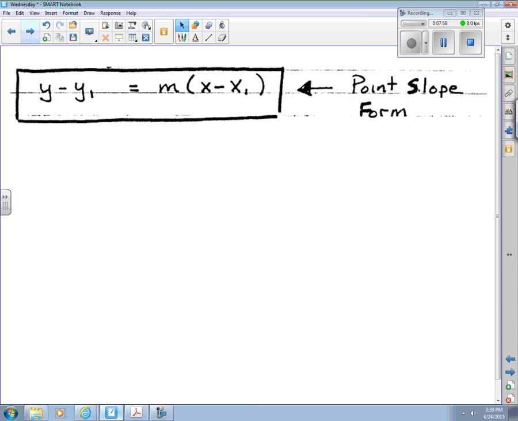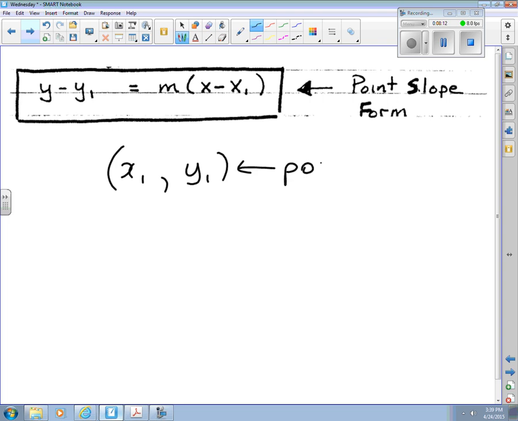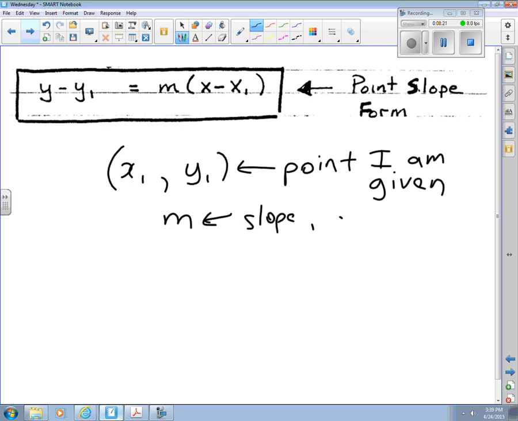Generally speaking, the point slope, and here's the way it looks in your notes, the point slope form of an equation is this. We usually write it with the y's first. So y minus y1 equals m times x minus x1, where again, x1 and y1 are some point that I know, or point I am given, and of course the slope is given.